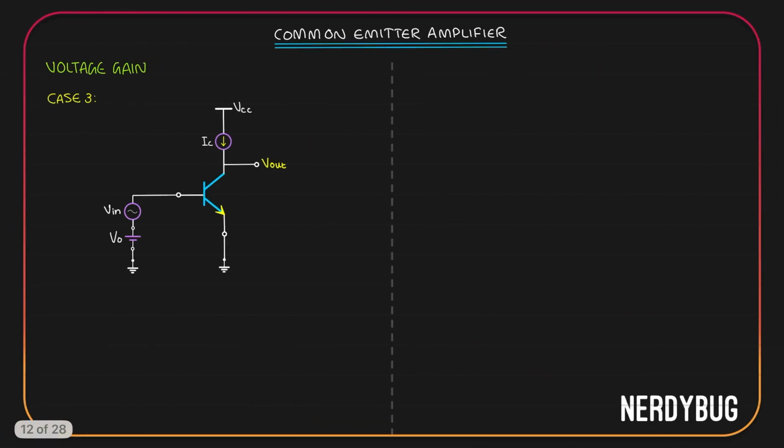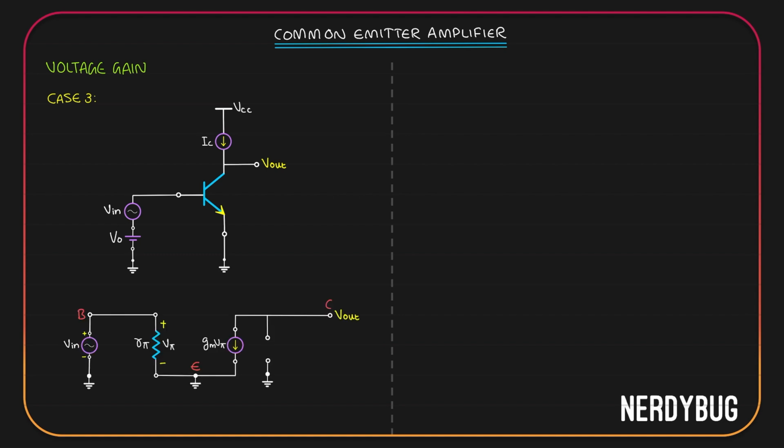Let us take the third case. Here, instead of putting a resistor over here, I have a current source which is giving me my collector current IC. How is this going to change our small signal model? Well, this is how it will look. At the collector, I have opened the circuit where I had the current source. Why? Because the current source basically is a DC source which I have to remove in the small signal model.